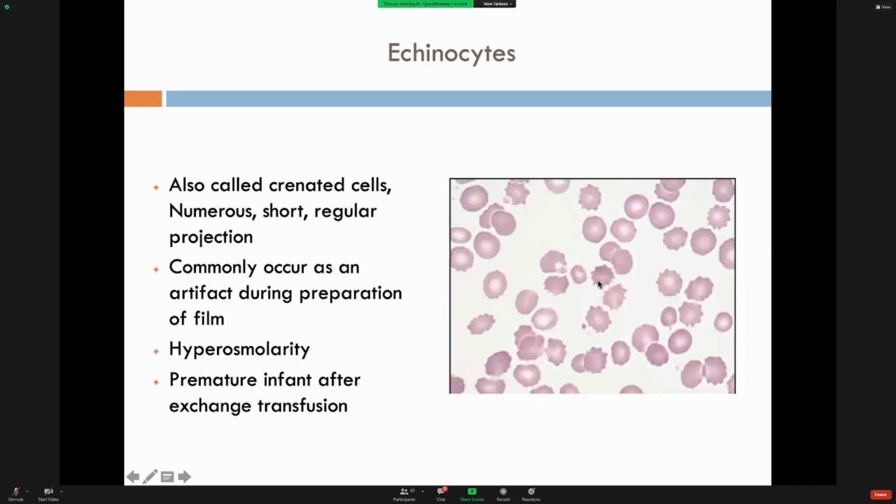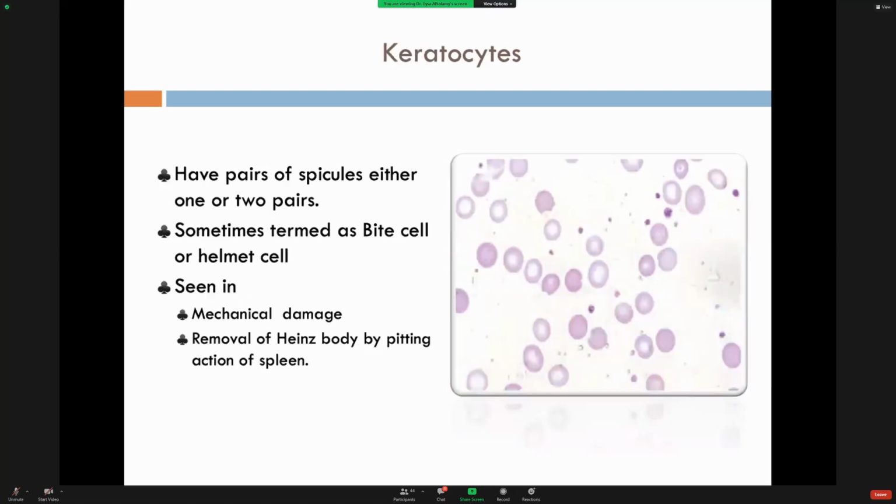Echinocytes, more sharper. It is usually called crenated cells, numerous, short, not thicker like the previous one, regular projections. Commonly, it can occur as an artifact during the preparation of the film. Patients with DKA, hyperosmolarity, premature infants after exchange transfusions. You can see echinocytes.